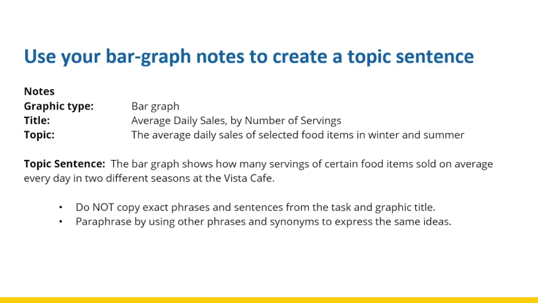The bar graph shows how many servings of certain food items sold on average every day in 2 different seasons at the Vista Cafe. As you see, I did not copy exact phrases that I had in my prompt, and I use my own words, but also the information that was provided. Also, what you can do is paraphrase some words from the prompt by using different synonyms or some words that have the same ideas. So as long as you do not copy exactly the same words, exactly the same phrases, you should be okay.